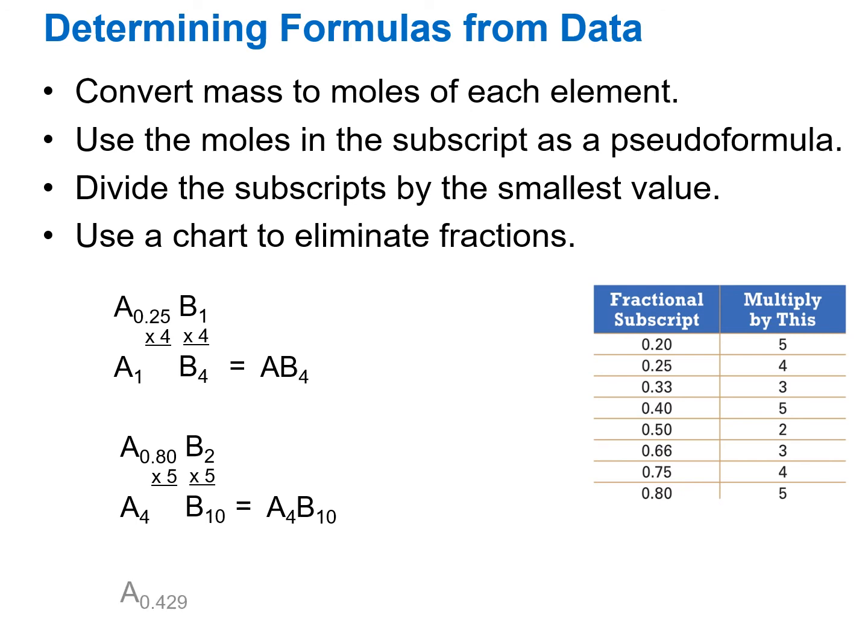All right, what about this one, where we have A 0.429 and B 0.85? Do either one of these numbers show up on the chart? Nope, which is why we took the smallest number and divided both of those values by it, and then got the numbers that we did and had to do a little bit more tweaking, and we came up with a formula that looks like this. So that's how you use your data in order to create a formula.